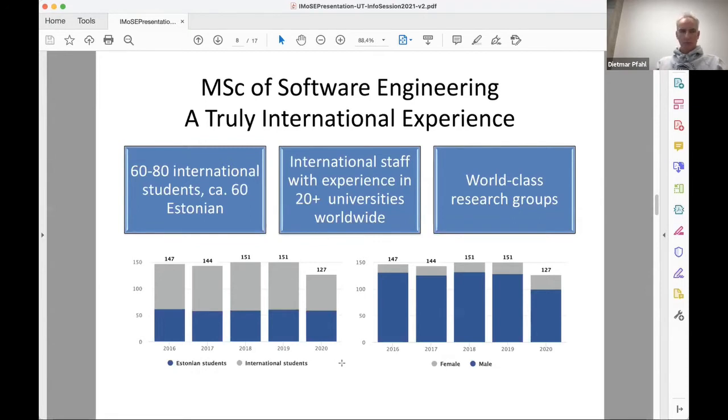Our teaching staff is quite international. We have in the institute several chairs, and the chair of software engineering is, I think, 90% international staff. So people from different backgrounds who have work experience in different countries, different universities. So that's hopefully interesting to you. And our research group is also quite strong research-wise, but that's of course also true for those research groups that mainly teach in the computer science program.